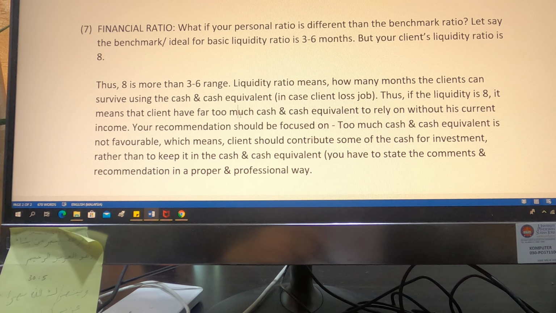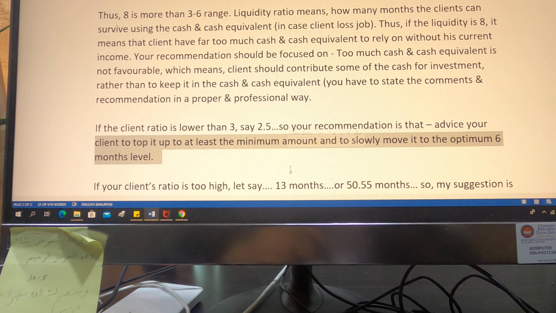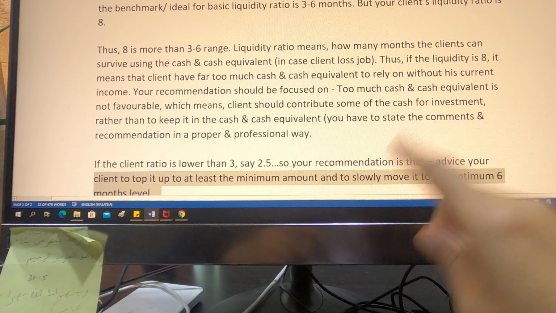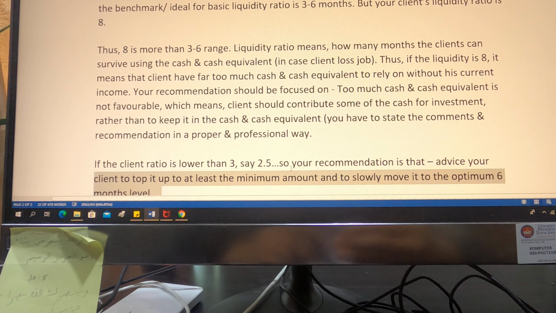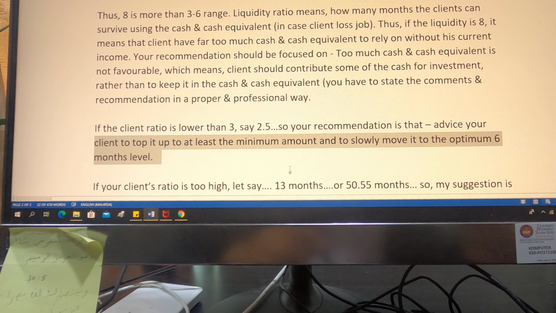All right, if for example the client's ratio is lower, below the benchmark, say 2.5, then you have to advise your client to top up to at least the minimum amount of 3 and slowly move to the optimum level of 6. Okay, so if it is too high, like the example I gave you before, then the recommendation is to advise your client to reduce it by investing the cash. If it is too low, then you advise them to increase it a little bit.